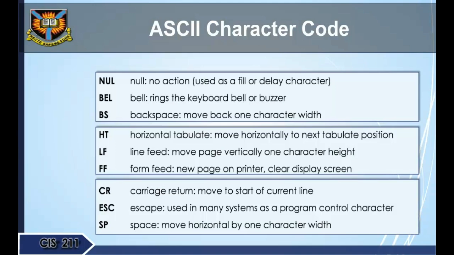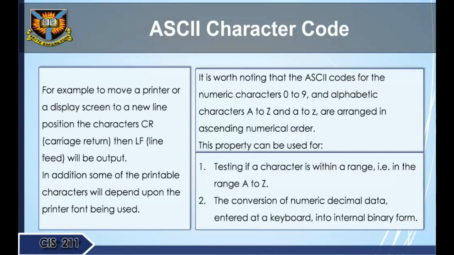FF, form feed, new page on printer, clear display screen. CR, carriage return, move to start of current line. ESC, escape, used in many systems as a program control character. SP, space, move horizontal by 1 character width.